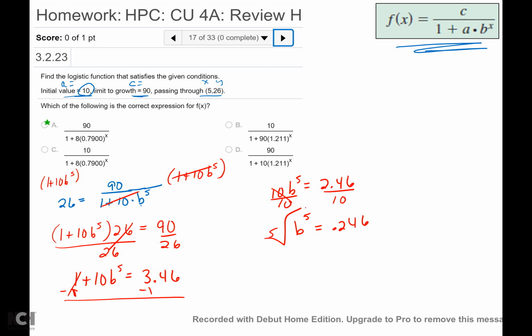Divide by 10, I get b to the 5th equals 2.46 divided by 10, which is 0.246. Then if I take the fifth root of 0.246, I get 0.755417, and so on. Oh my gosh, rounding! Oh, wait a sec. We got the wrong initial value. What do I do with that 10? Hold on.